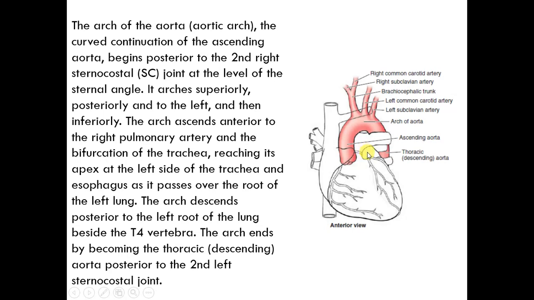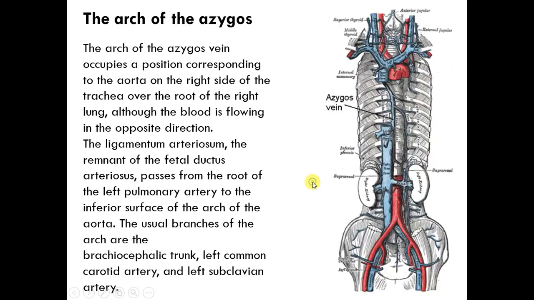The arch ends by becoming the thoracic descending aorta, posterior to the second left sternocostal joint, starting from the right sternocostal joint and ending at the left sternocostal joint, second one. So here is the arch of aorta.